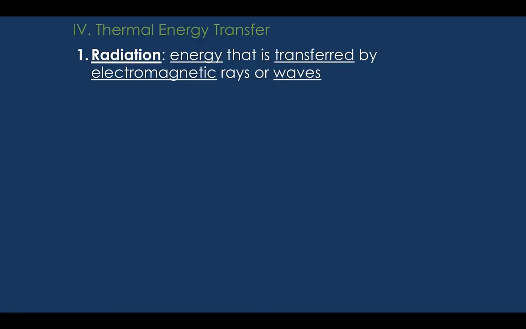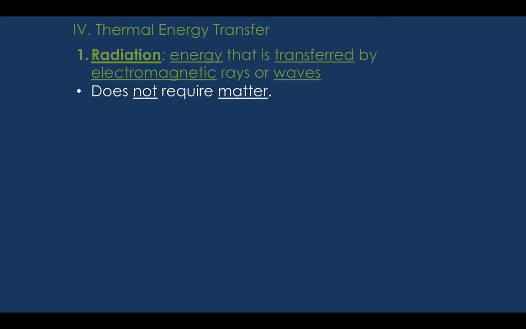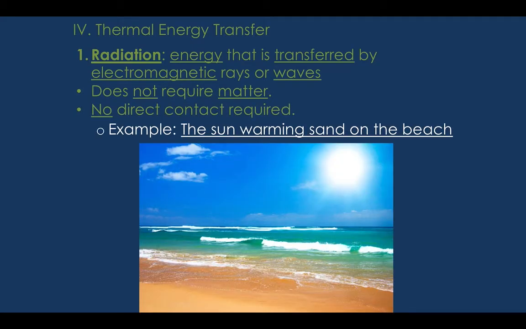All right. So let's go through these three types of thermal energy transfer, starting with radiation. Radiation is when energy is being transferred by electromagnetic rays or waves. This does not require matter. In other words, it does not have to travel through atoms and molecules. It can travel through a vacuum or empty space. Now, no direct contact is required. And an example of this would be the sun warming the sand on the beach.